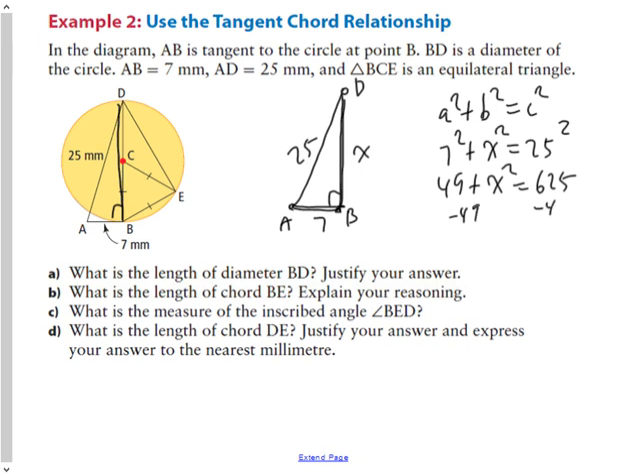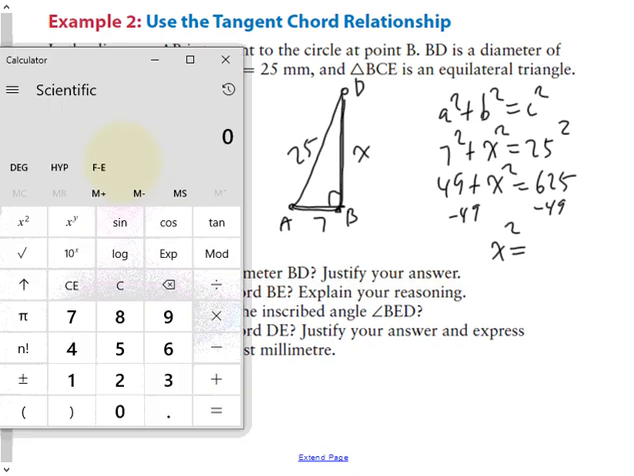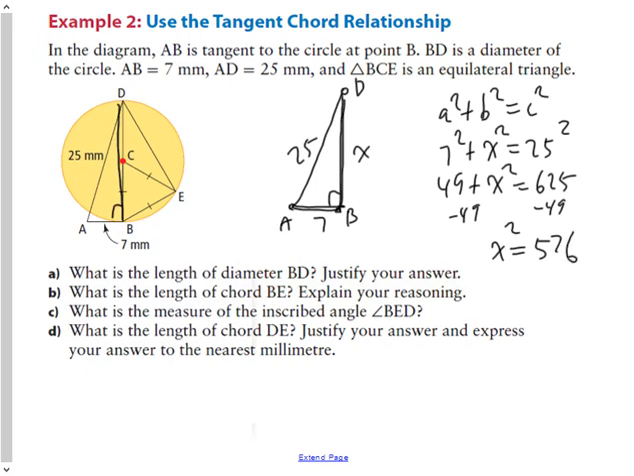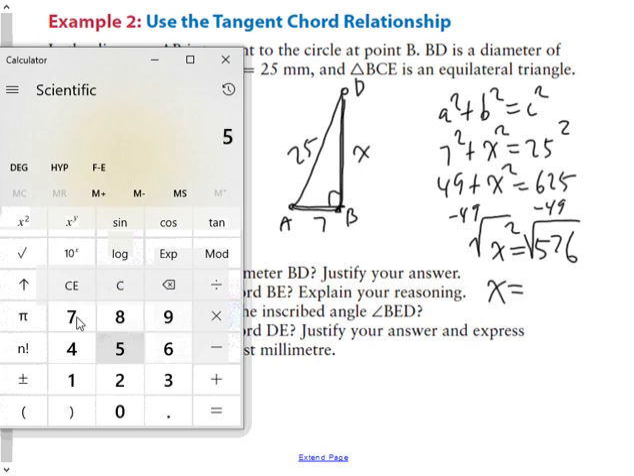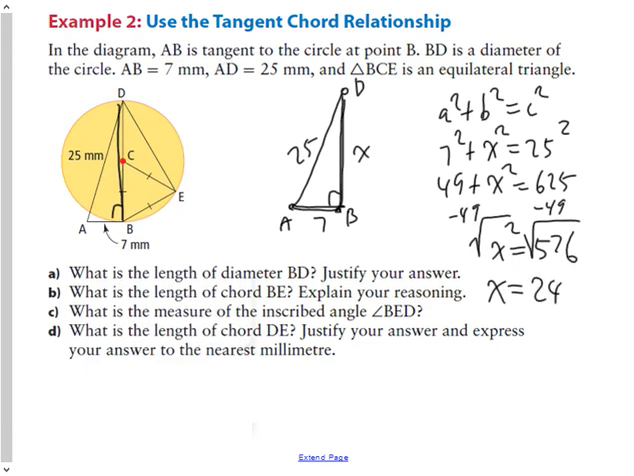Subtract 49 from both sides to isolate X squared. X squared equals 625 take away 49, which would be 576. And then if I square root both sides, the square root of X squared will be X, and the square root of 576 is going to be 24. So X equals 24. So once I know that, then I know the diameter now is 24 millimeters. Okay? So that's the first one.